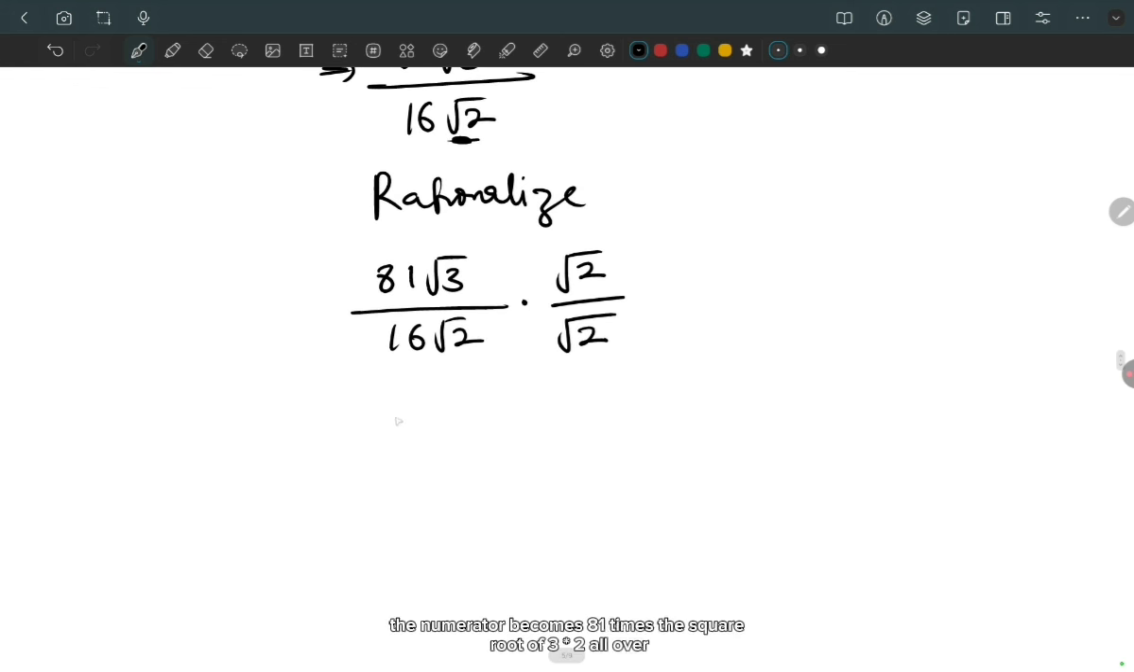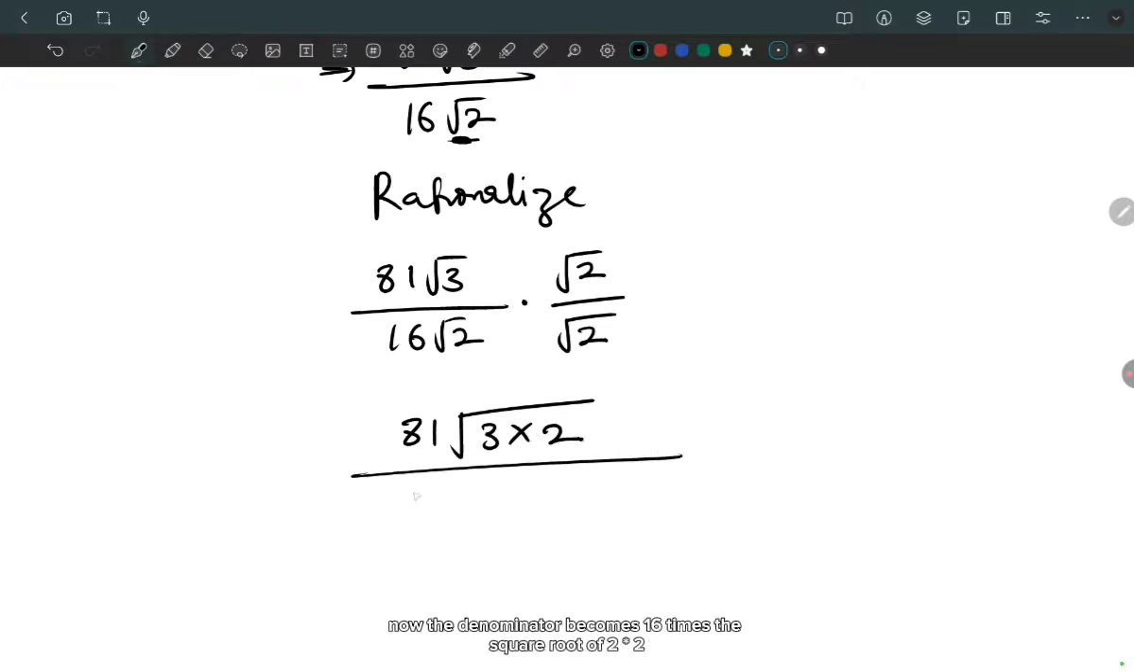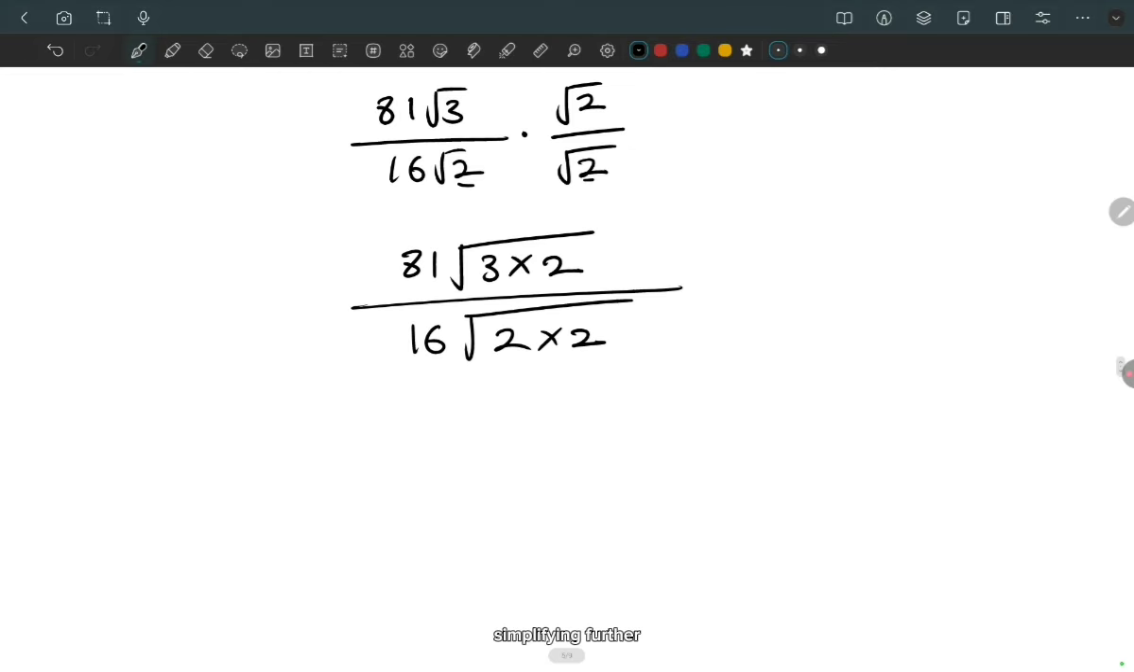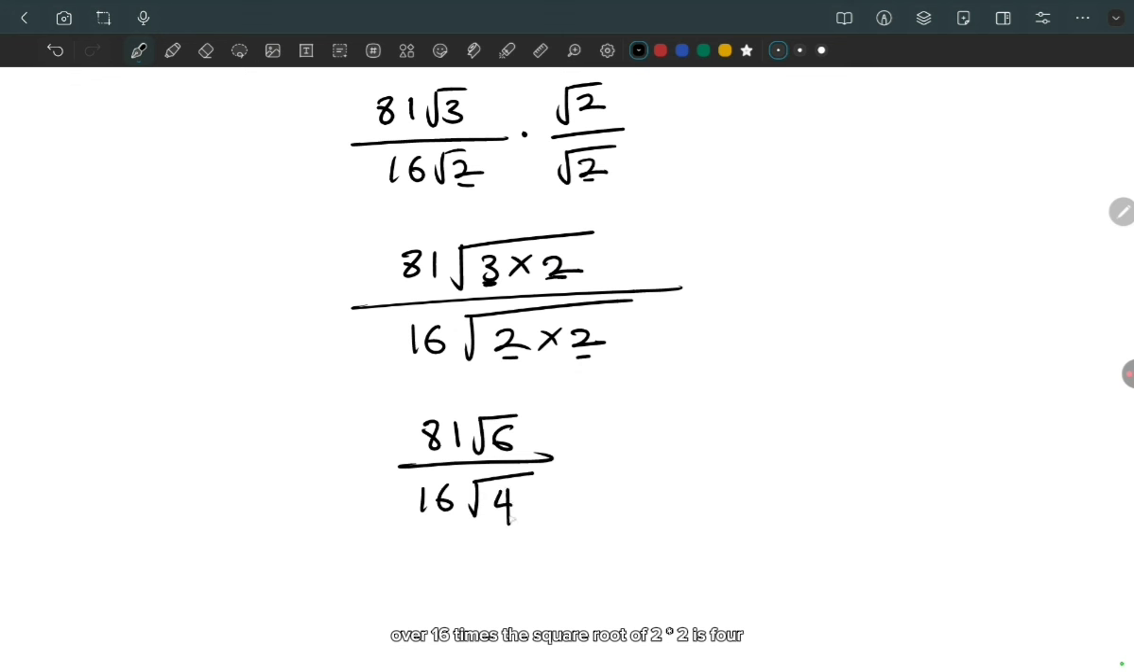And when we do that, the numerator becomes 81 times the square root of 3 times 2 all over. Now the denominator becomes 16 times the square root of 2 times 2. So 2 times 2. Simplifying further, this becomes 81 times the square root of 3 times 2 is 6, all over 16 times the square root of 2 times 2 is 4.